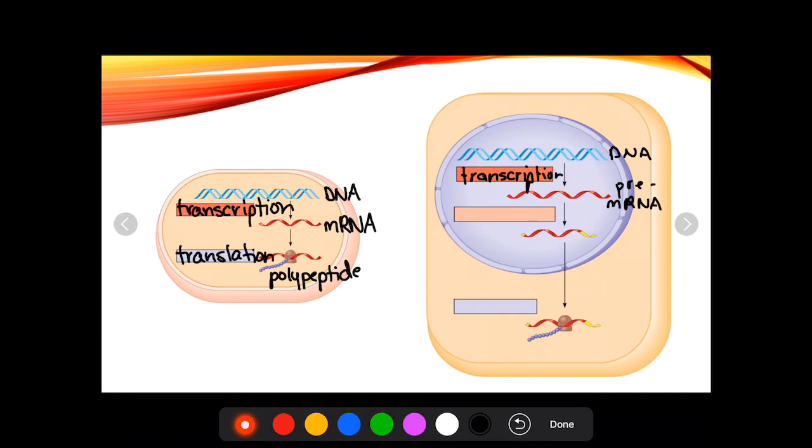Right? It's not finalized. It's not ready to go out onto the field to make a building. And so that pre-mRNA must be processed. That's going to make your final mRNA, and that must then leave the nucleus to be translated.